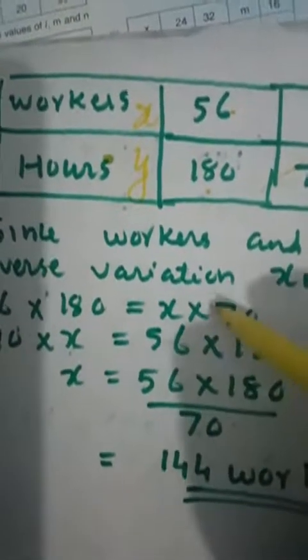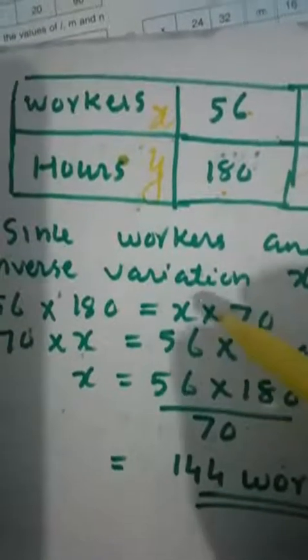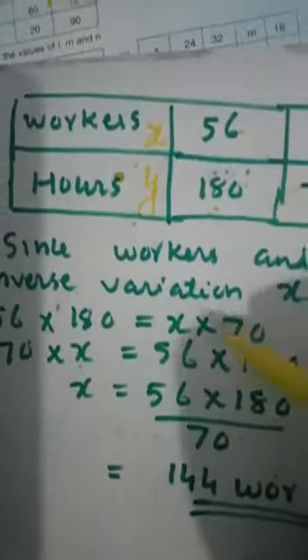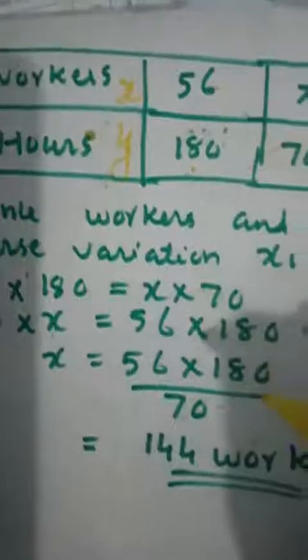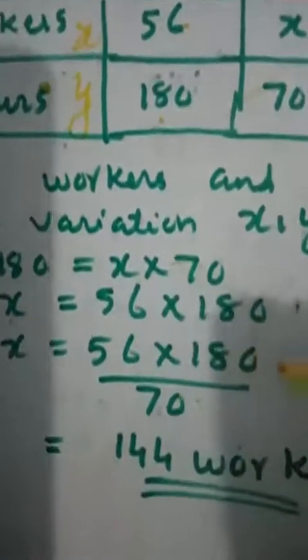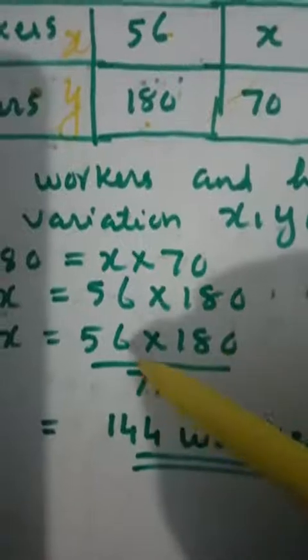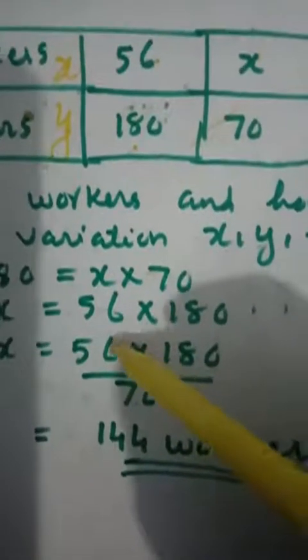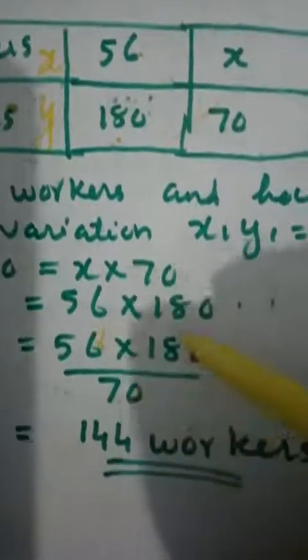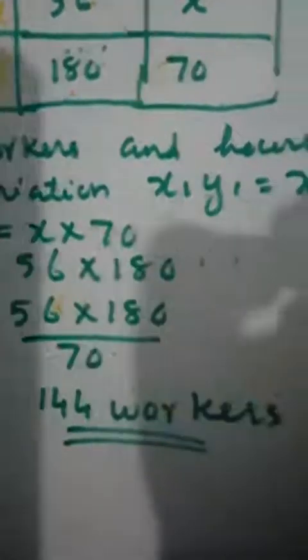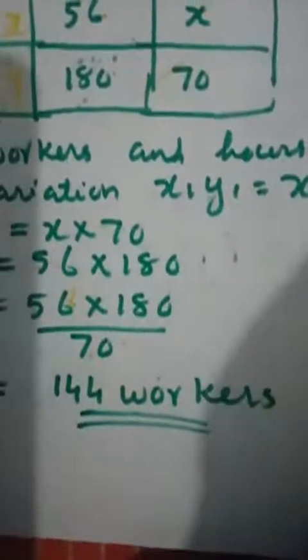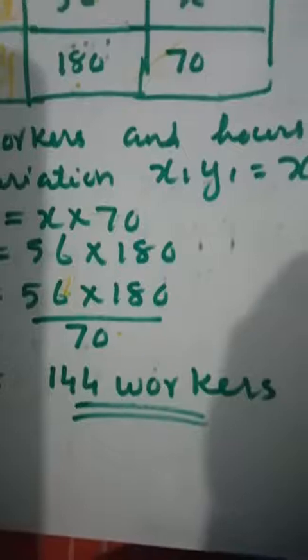If you are writing this one first, no change of sign and all. You just move x into 70. You just write it first. 56 into 180 by 70. 0, 0 get cancelled. 1 7s are 7. 8 7s are 56. 8 into 18, 144. 144 workers. Clear?